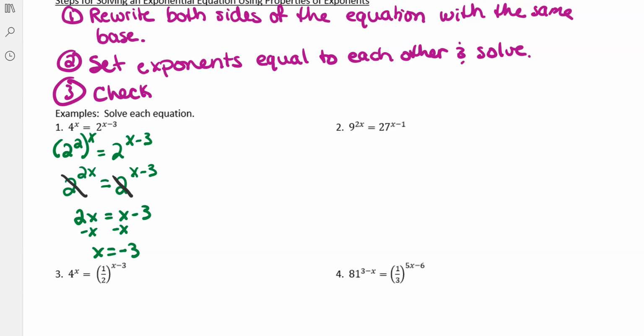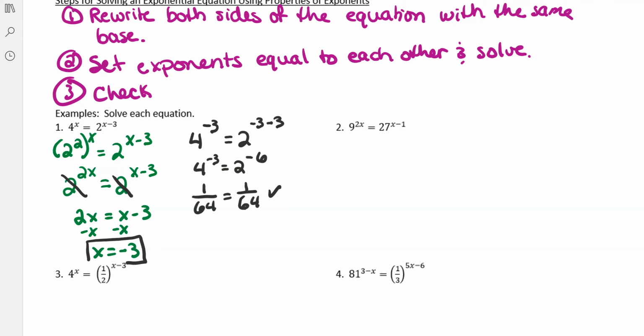All right, so I'm pretty sure that's my answer. I do want to plug it back in to check. So it's going to be 4 to the negative 3 equals 2 to the negative 3 minus 3. All right, so I want to simplify that right side. Negative 3 minus 3 would be negative 6. And so when I put those in the calculator, or if you just know your exponent rules, you're going to end up with 1 over 64 on both sides. That works. They're equal to each other. So x equals negative 3 is our answer.